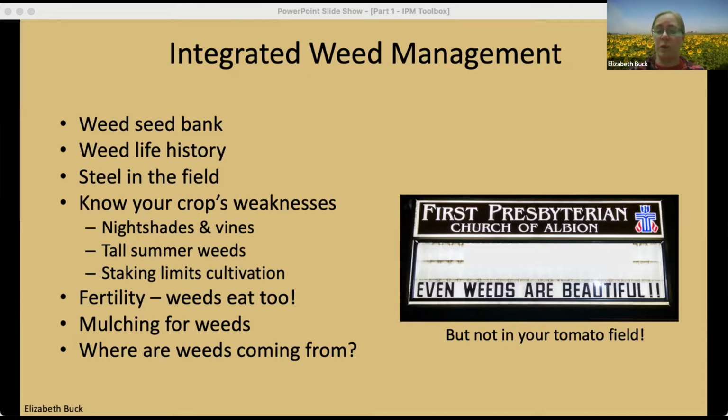And the final question is, where are your weeds coming from? Is there a chance that you're bringing them in, say, with straw or hay mulch? Is there a chance that you have brought them from field to field? Or are they blowing in on the breeze because you have a weedy section in the hedgerow or along a ditch? And I always like to put this picture out there. God bless the folks in Albion for trying to be positive, but weeds are not beautiful in your tomato field. Not at all. All right, Amara.